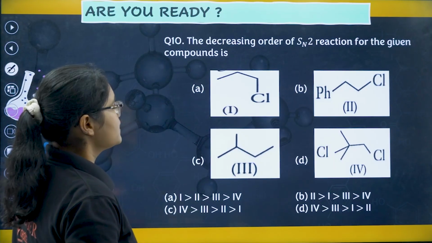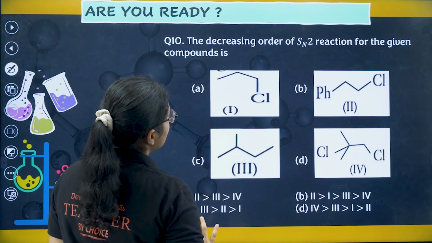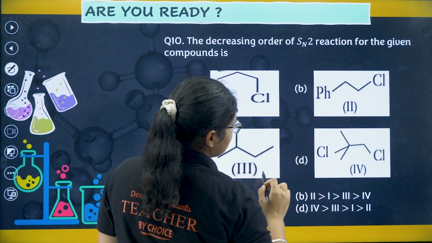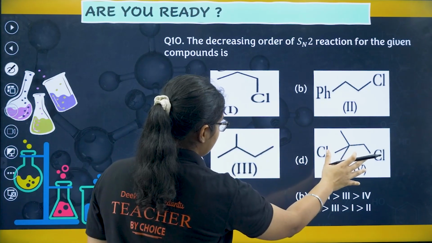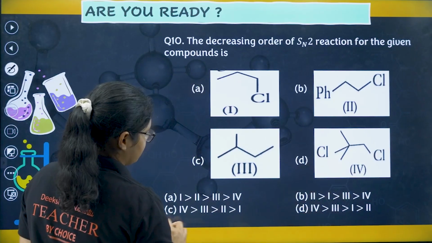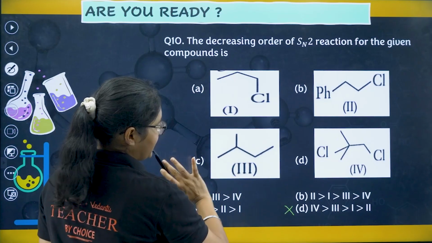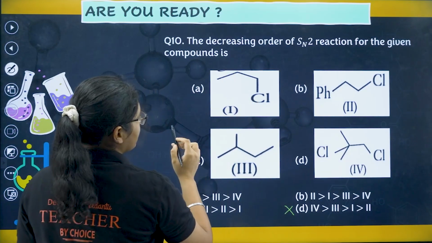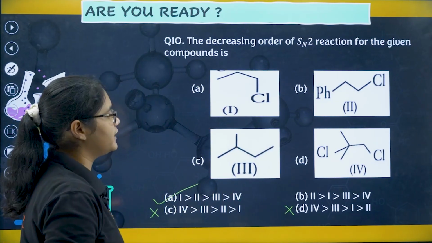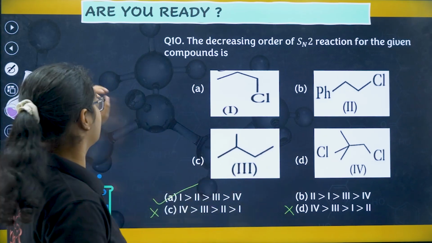Decreasing order of SN2. Again we have to see. First of all we should have the primary one. If I see, this is primary, this is also primary, this is also primary, but this is bulky, right? So the fourth one should be at the last. Where I have the fourth one at the last, I can eliminate these two options. Next compound, this one should be at the highest because a less bulky group is present. So one should be highest. So I have only one option like that: 1, 2, 3 and 4. So that is why option number A is correct here.